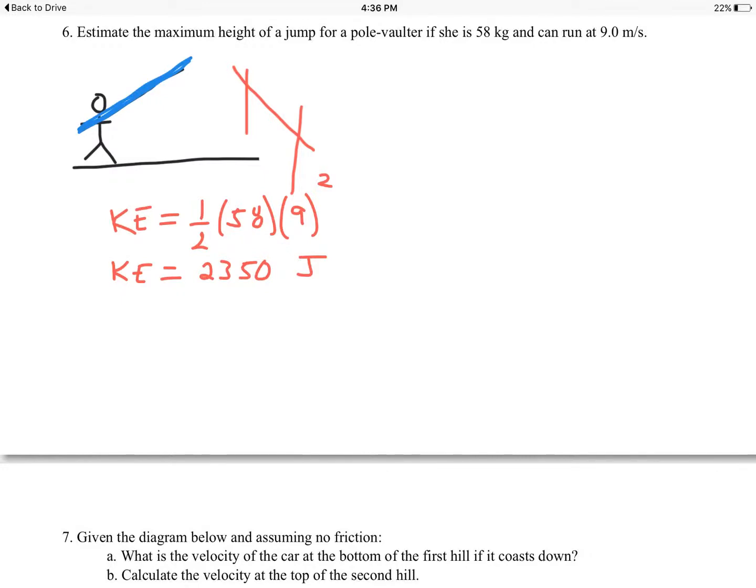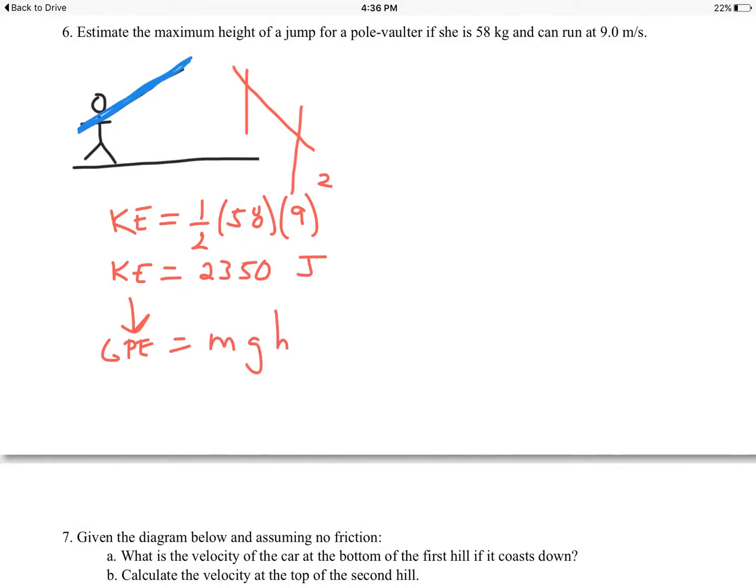This person, as they're running along, has that kinetic energy. It's going to transfer into potential energy. We're going to assume that when they get to the very top, as they're just getting over that high bar, they essentially have zero velocity. They're pretty much going straight up, almost, and then straight down, ignoring any little sideways motion. So what's going to happen is that kinetic energy is going to transfer into GPE, which will be their mgh.